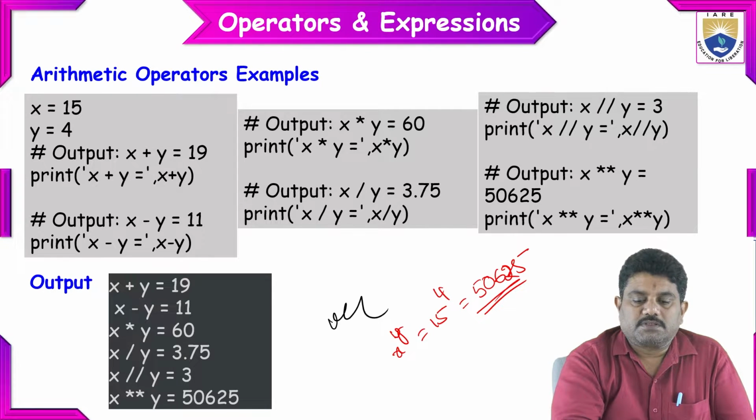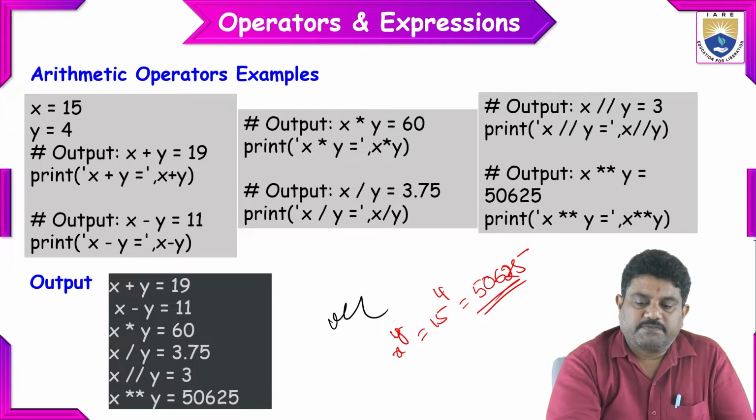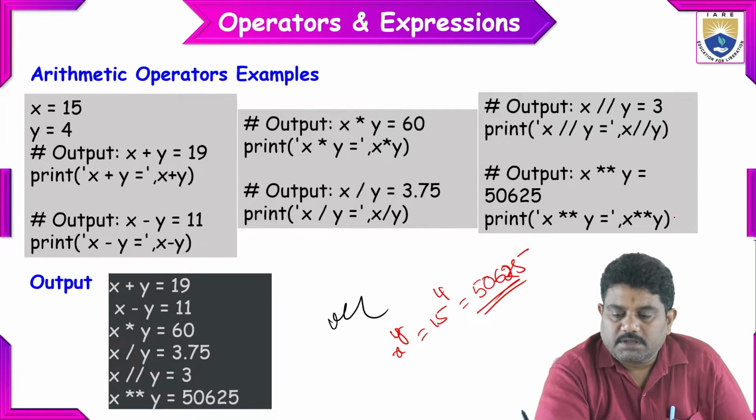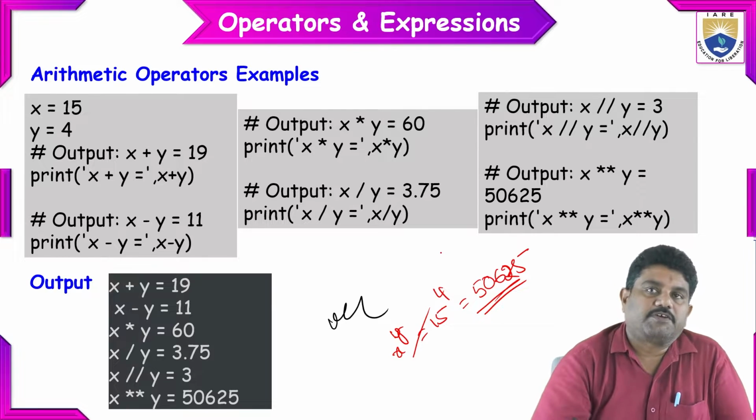Similarly, x star y equals 60 and x by y is 3.75. We have seen this one. These are the various outputs of arithmetic operators.